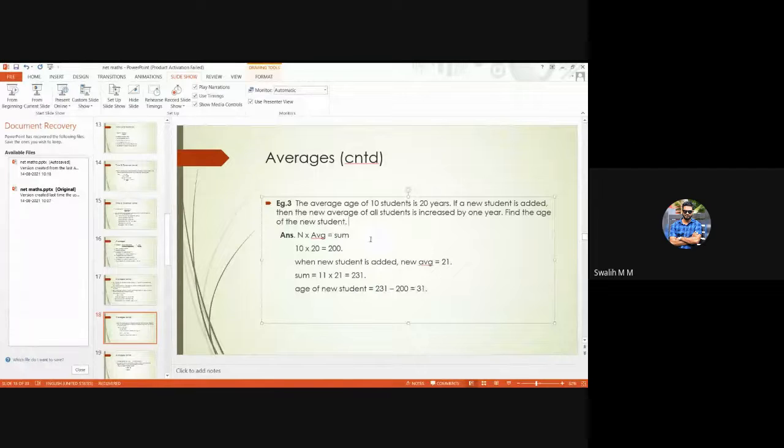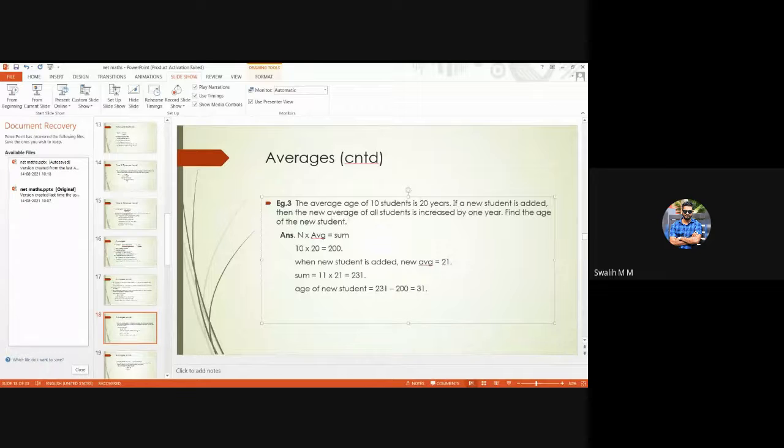Now, as I asked earlier, if the student was 20 itself, then what would happen? 11 into 20 would be 220. Divided by 11, you get the same number. So the average wouldn't have decreased. Only because the student's age is higher than the average, the total average is also increasing.